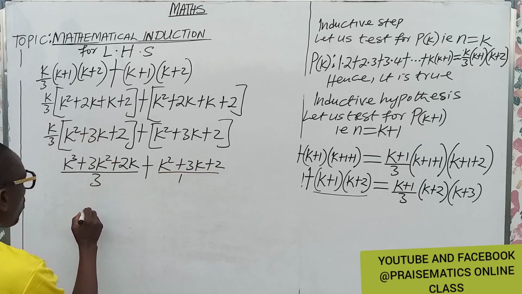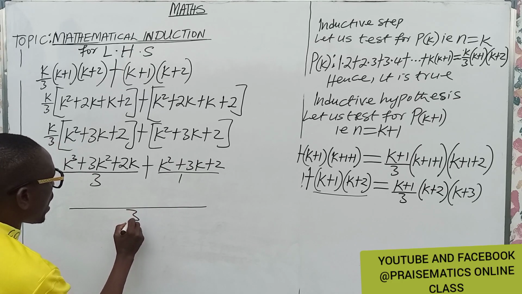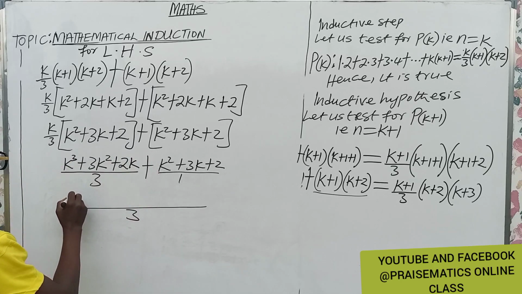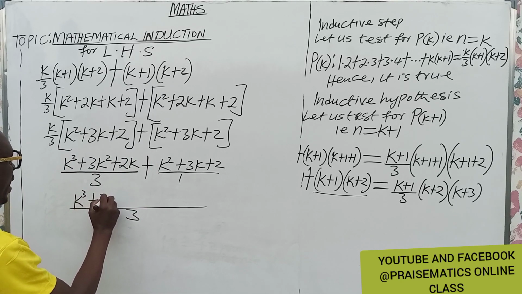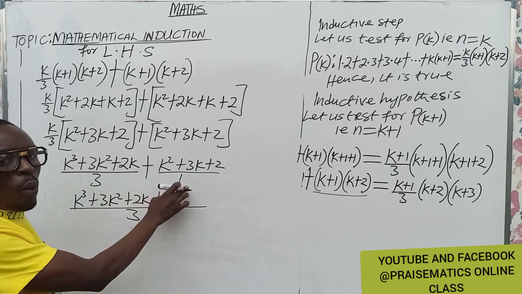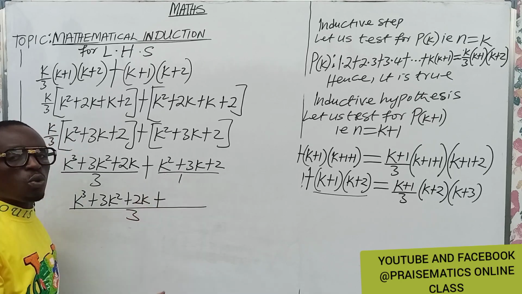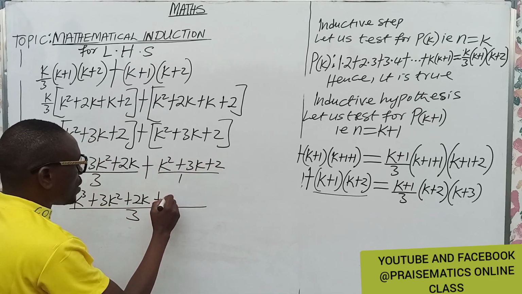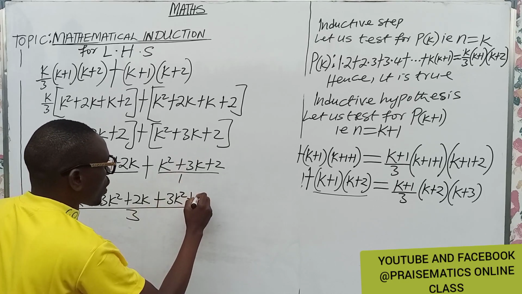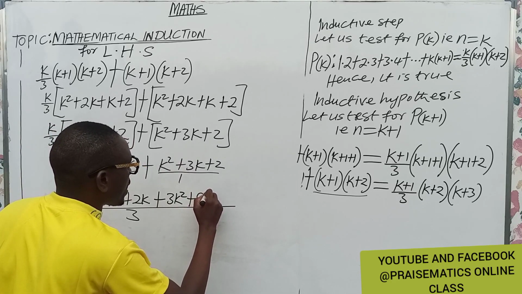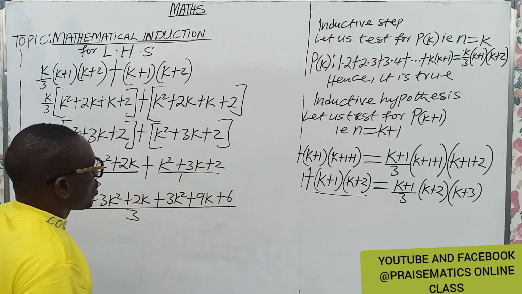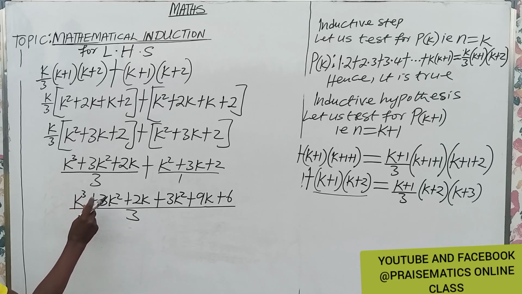All over 1. What do we do here? We find the LCM. LCM of 3 and 1 is 3. 3 divided by 3 is 1. 1 times everything that's here, we have k power 3 plus 3k square plus 2k. 3 divided by 1 is 3. 3 times everything that is here, that means 3 times k square will give us 3k square, plus 3 times 3k will give us 9k, plus 3 times 2 will give us plus 6. Finally, we collect like terms.